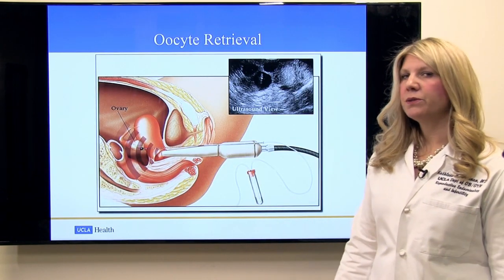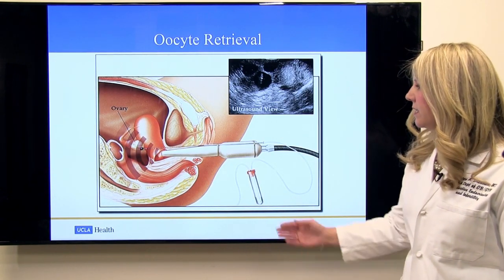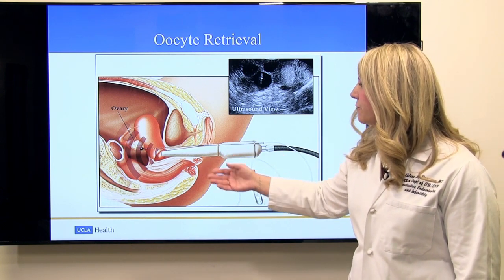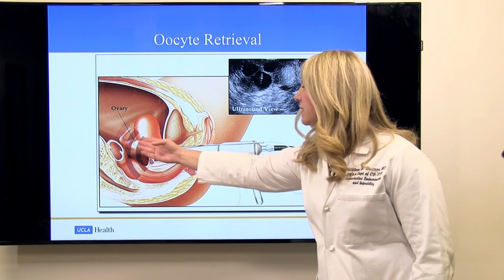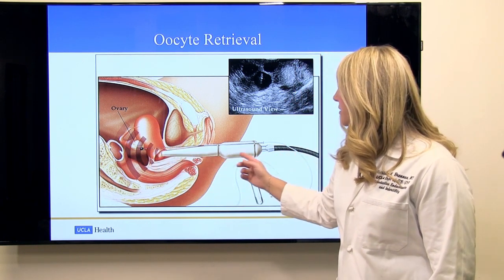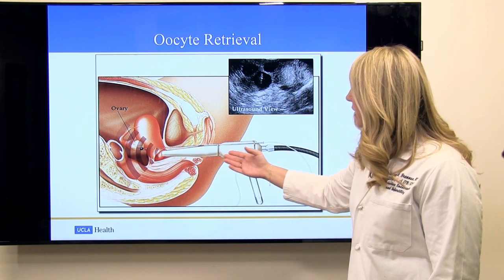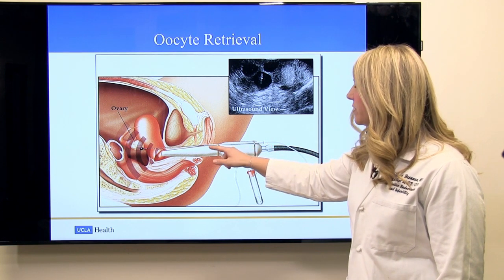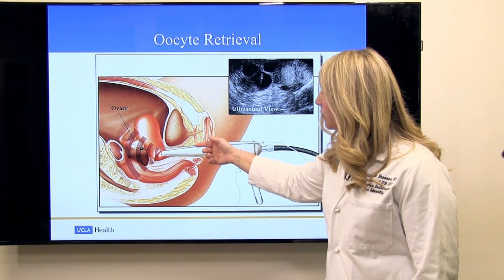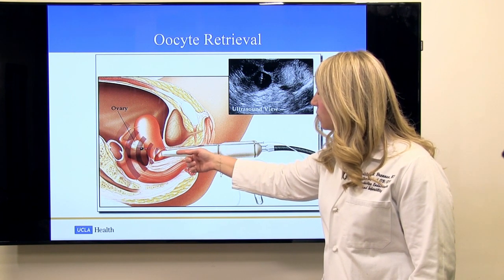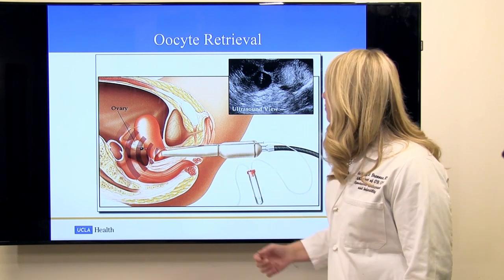So in terms of the oocyte retrieval, you can see here a diagram of the female anatomy, and the ovary sits right in this region. Here's the transvaginal ultrasound, and we have a needle attached to this transvaginal ultrasound. The needle will then be injected through the vaginal wall and directly into the ovary.